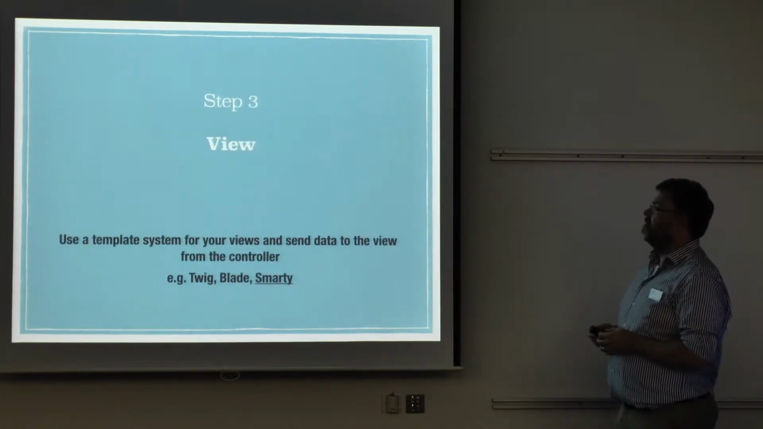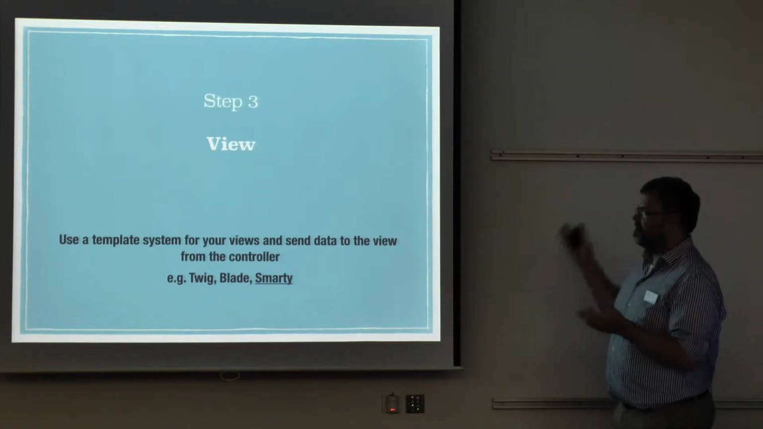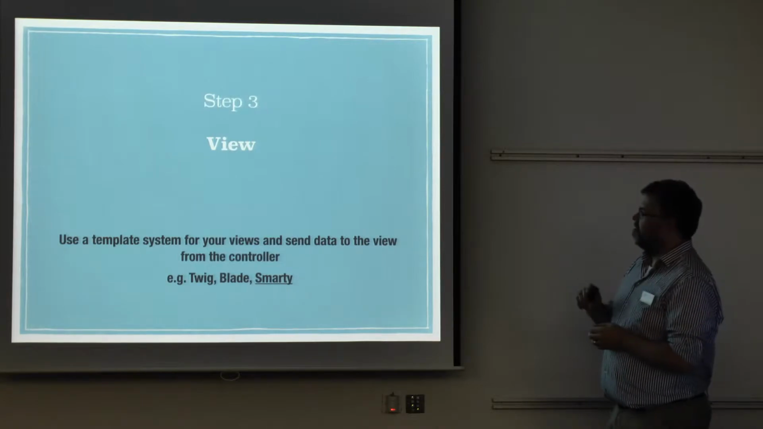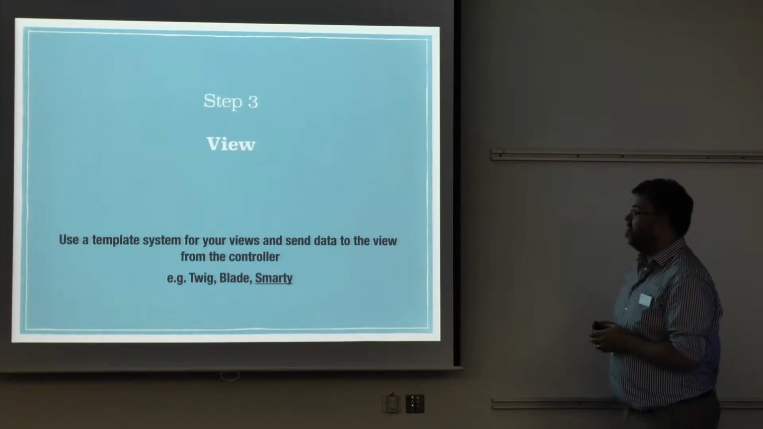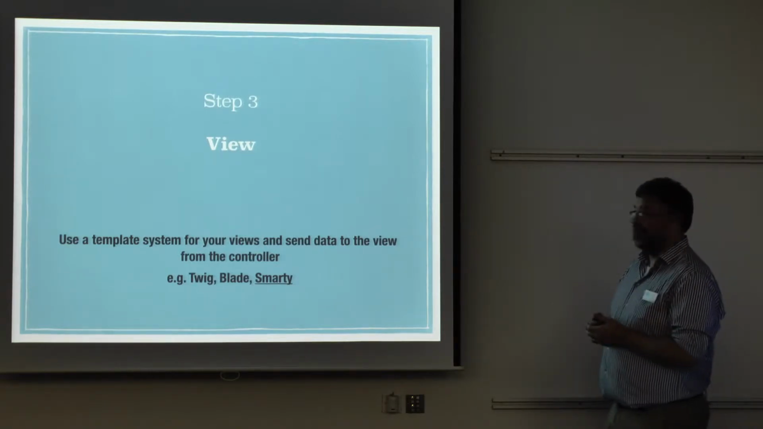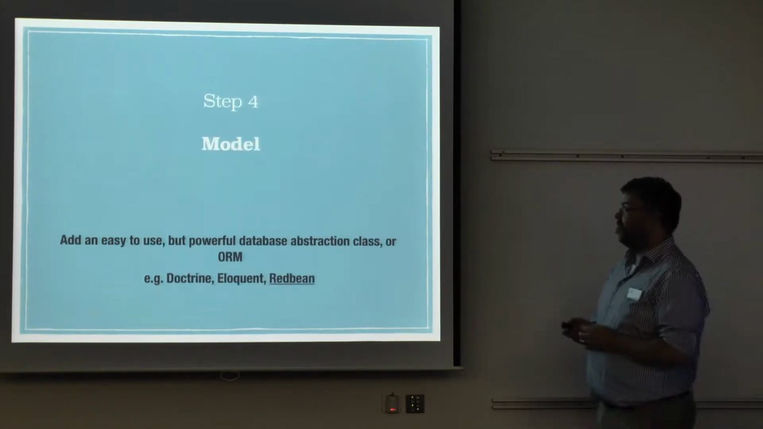So a view. We're going to use a template system for the views. We're going to send data to them that's sent in the request from the controller. Some of the sample view systems or template systems that exist out there are Twig, Blade, Smarty. I used Smarty the last time. Wasn't a popular choice. It's quite old. I've been using it for about maybe 10 years, and it's sort of lost a bit of traction. Big frameworks are using Twig, really, or Blade. So we're going to switch that out today.